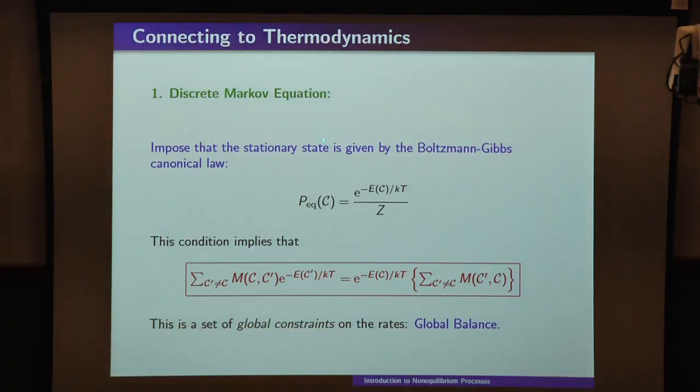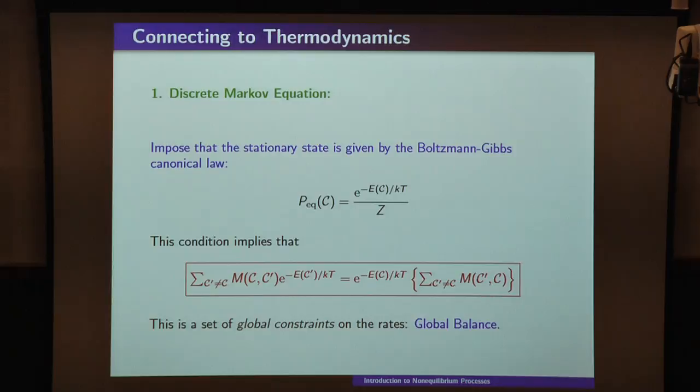So this is one way of matching thermodynamics with dynamics. We just plug in this Boltzmann-Gibbs measure and enforce the fact that it is the stationary solution of the Markov operator of the master equation, which means that this gives us a certain number of constraints on the Markov rates, on the M C C prime rates. This will give us n constraints if we have n different configurations.